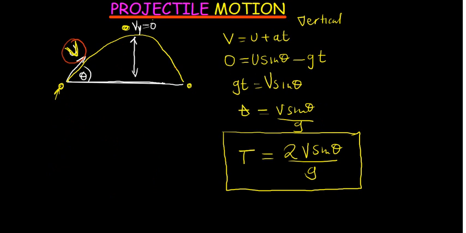Okay. So another equation that we're going to write, just equations of motion which you already know. 2gh is equal to v squared minus u squared. Do you remember this equation? Who has remembered the equation? So this is one of the equations of motion. 2gh is equal to v squared minus u squared.